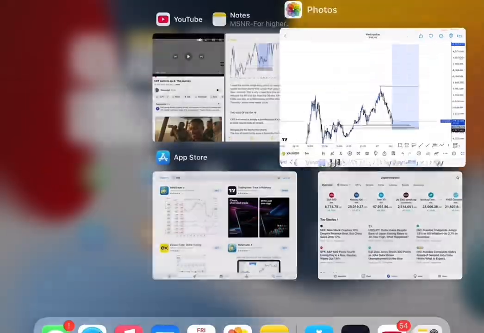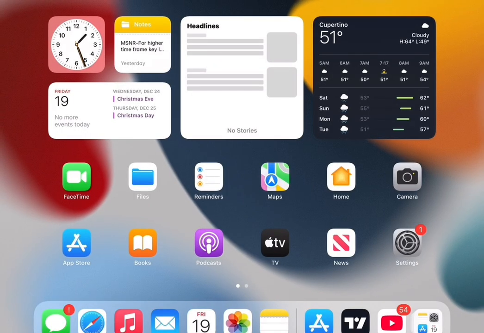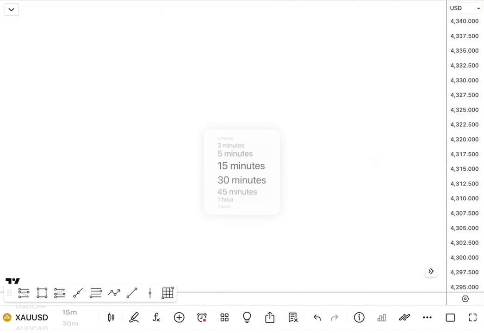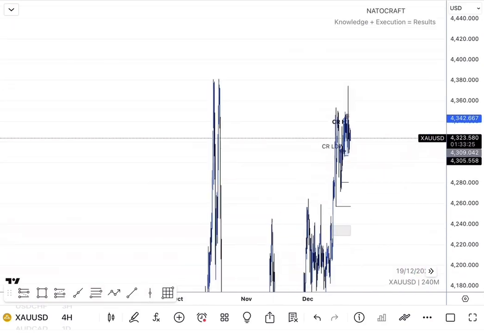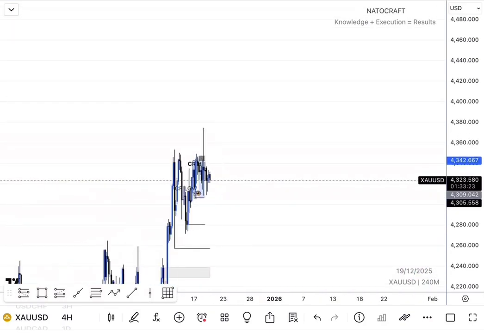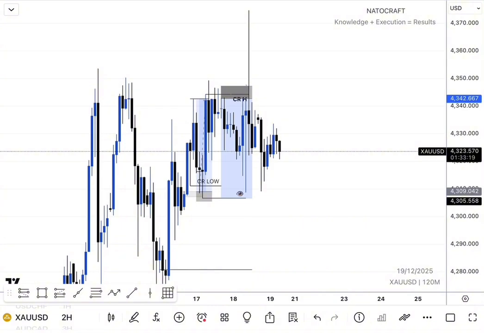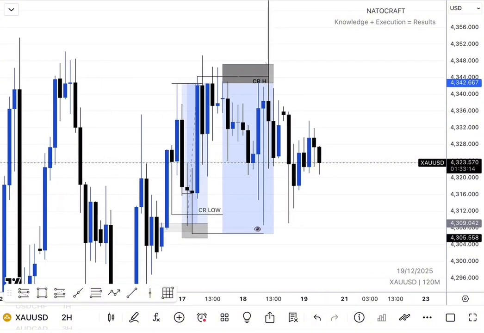So let's do the second trade and see what's up with it. As you can see, the market is in an uptrend. That's why this was a very, very clean trade. We are following the bias of the market.